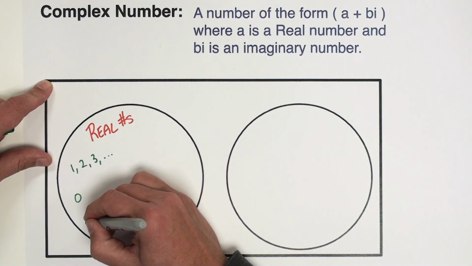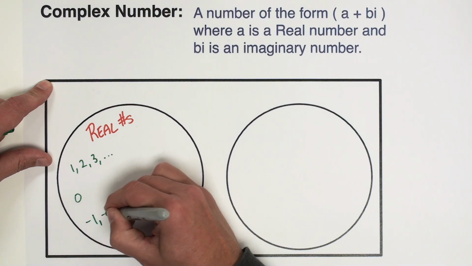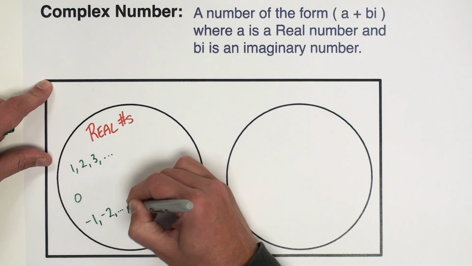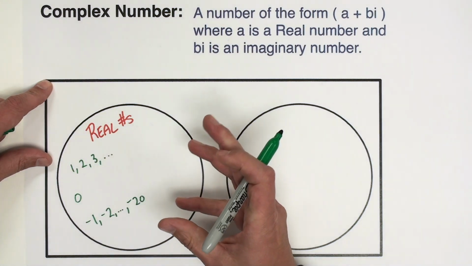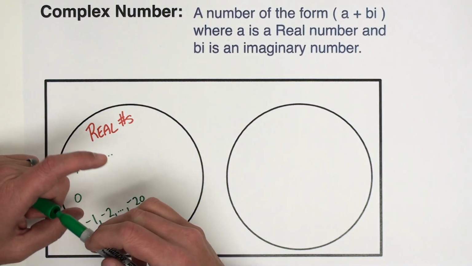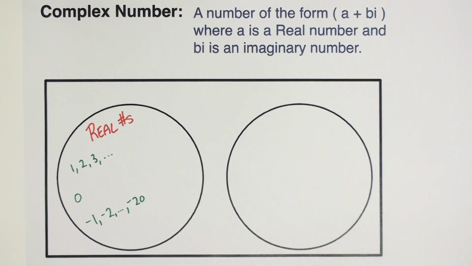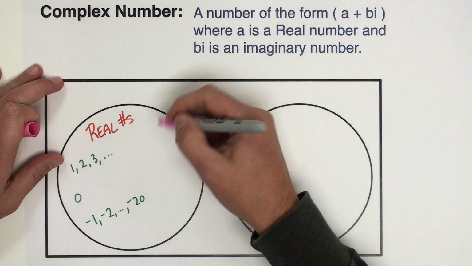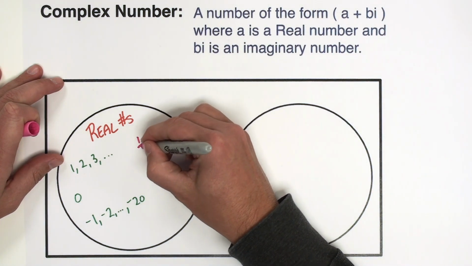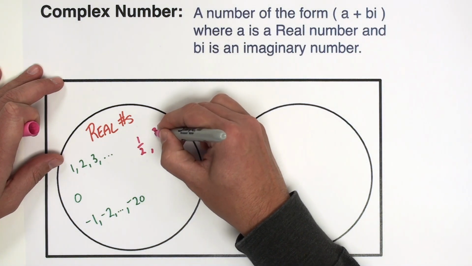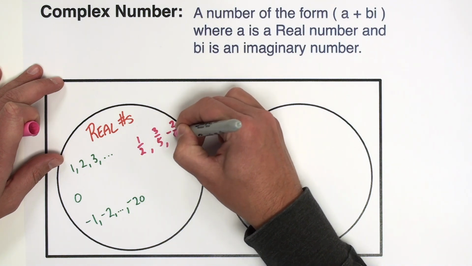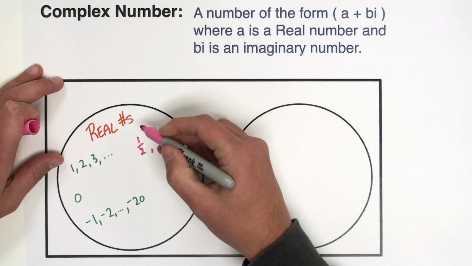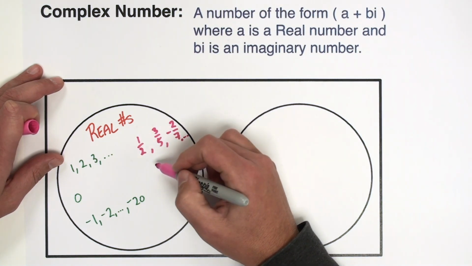Negative numbers, -1, -2, -20, right? Those are numbers that you know already. Those are real numbers. We also have fractional numbers, right? We've got numbers like 1/2, 3/5, -2/7, etc., right? We've got what we call rational numbers, okay?